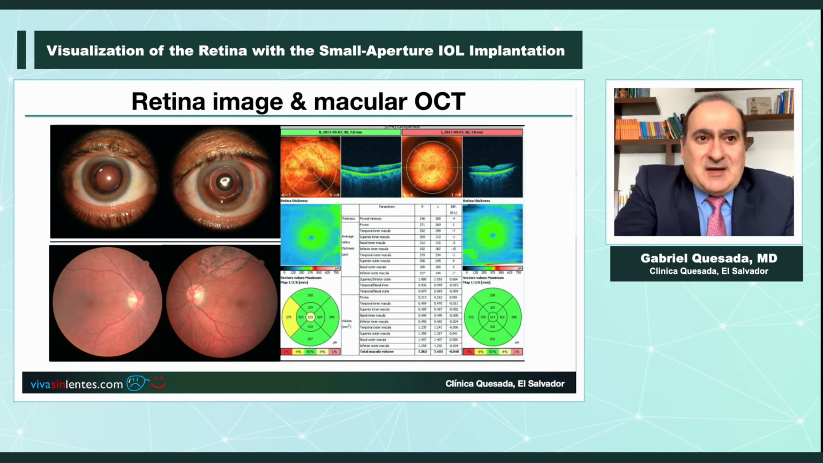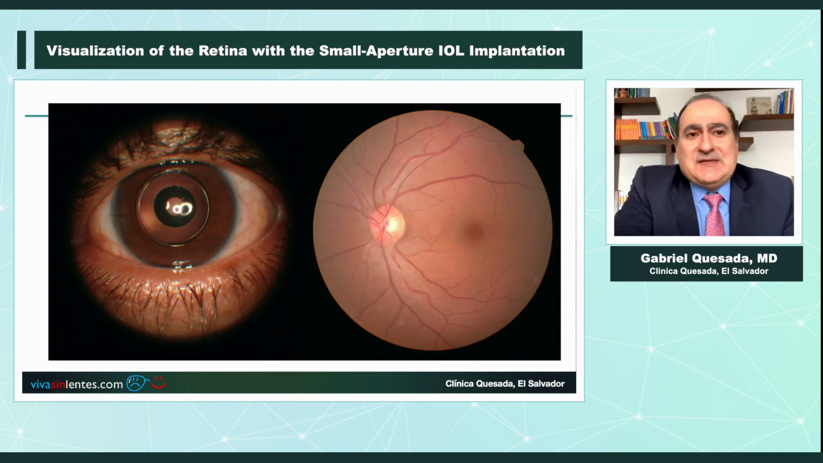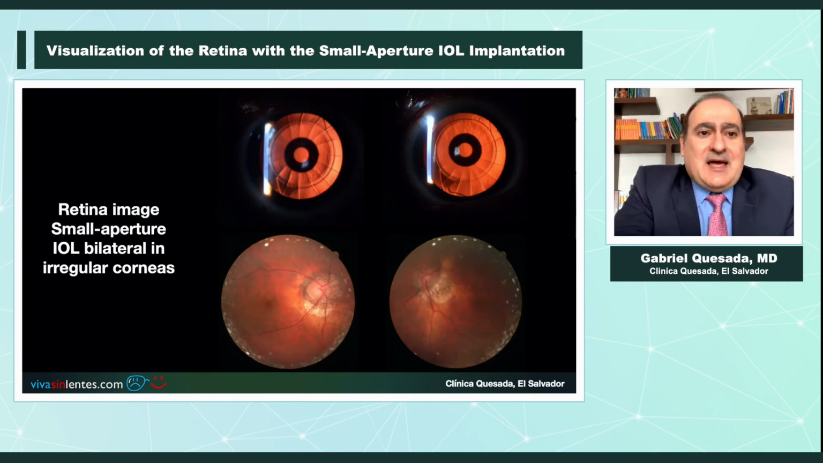These are some of the examples. You can see on the left an eye with a monofocal IOL, and on the right an eye with the small aperture IOL, and you can see the images of the retina that can be taken easily. Also the OCT, another example of another eye. You can see the retina perfectly. And in special cases like this one with a radial keratotomy, you can see a myopic retina.